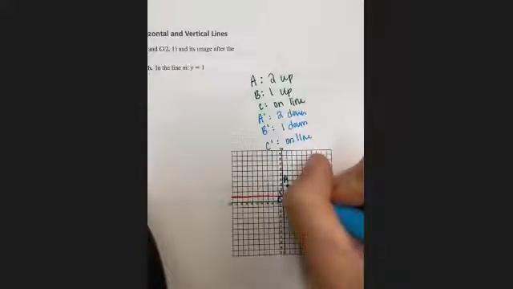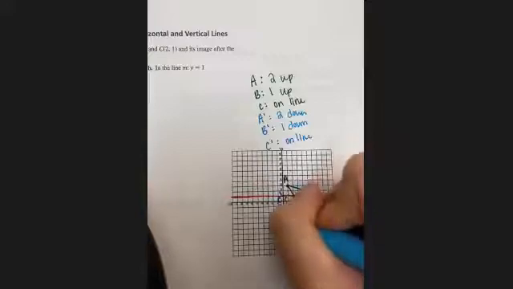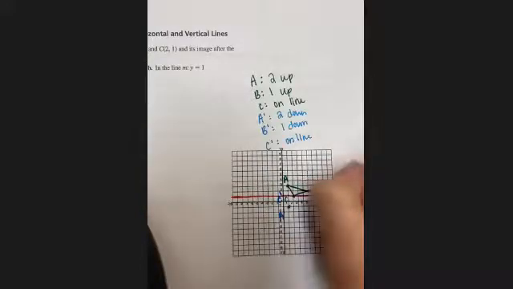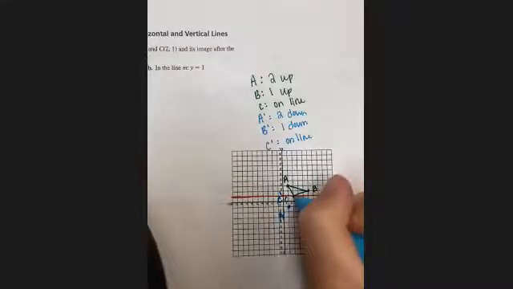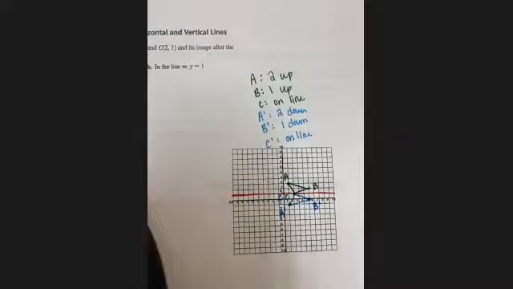So A, I count down 1, 2, 1, 2. Label it A prime. B prime is there. Okay, and then there is our reflection. Okay, again, you can really tell on this one that if we folded it along the line, the shapes would match up to each other. Again, the size and shape of that triangle did not change. It just flipped right over that line.